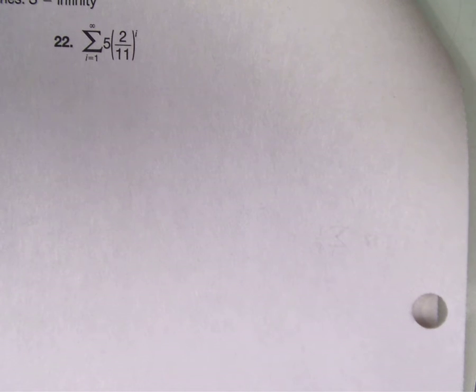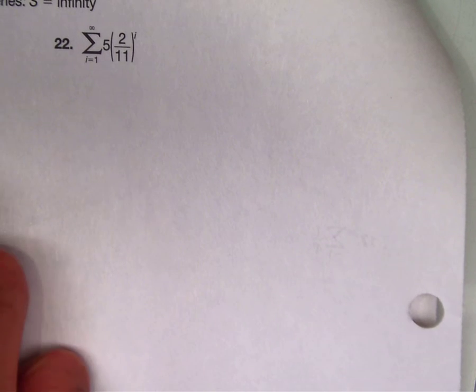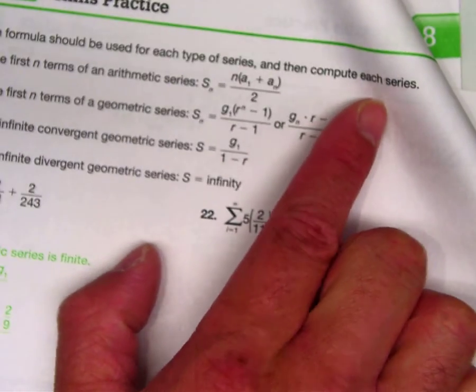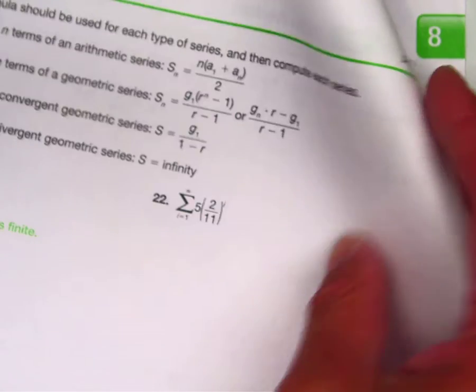Alright, the directions for number 22. Identify which formula you should be using for each of the series. Then compute each series, and it gives you the formulas. In number 22, they give you summation notation.